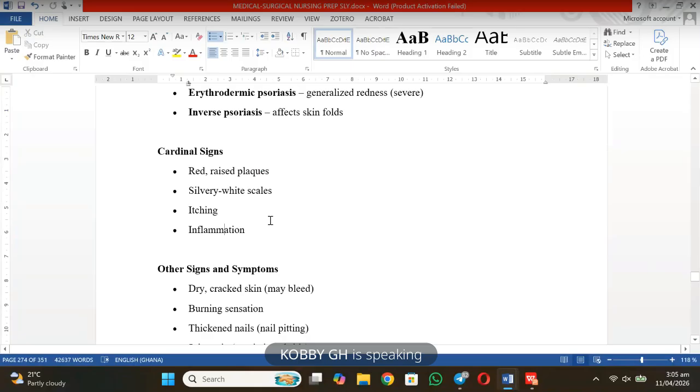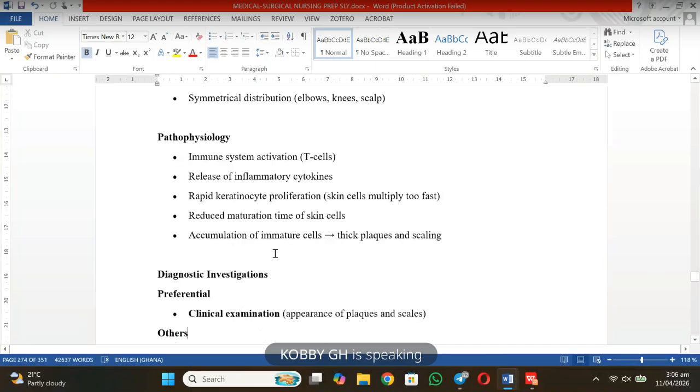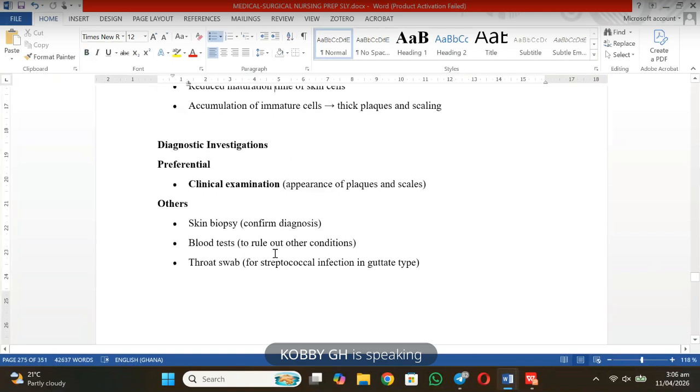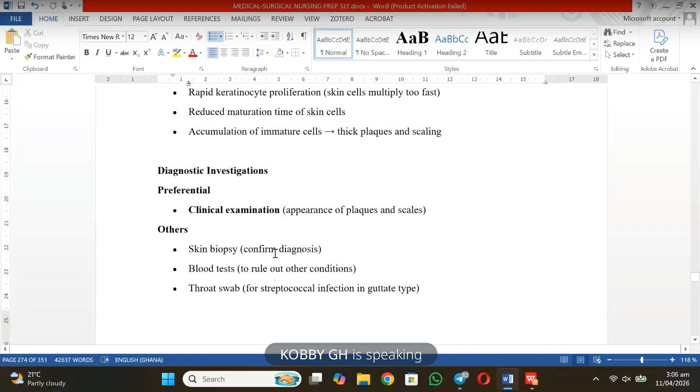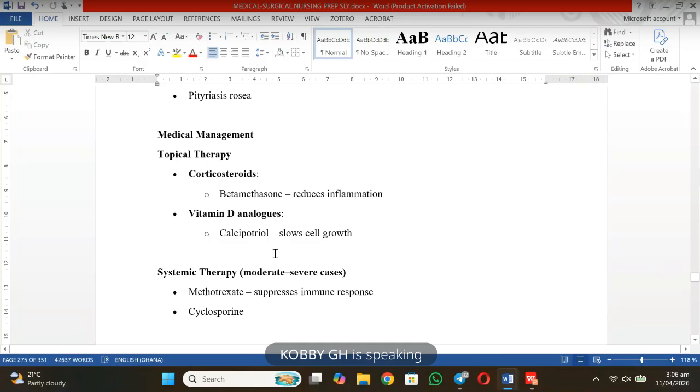The patient may experience itching, cracked skin, and that may lead to bleeding. The patient will experience a burning sensation and thickened nails. Patients may experience joint pain and symmetrical distribution. Like I keep on saying, with integumentary system conditions, we prefer that you use the clinical history or the physical examination to diagnose, better than any other diagnostic test you can think of. Here they usually give topical corticosteroid agents, and sometimes they'll give vitamin D analogs.